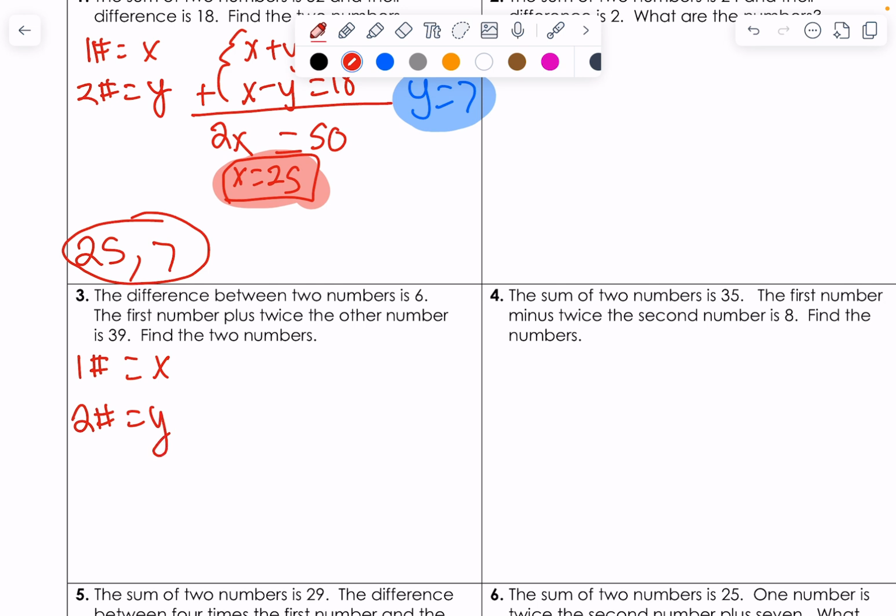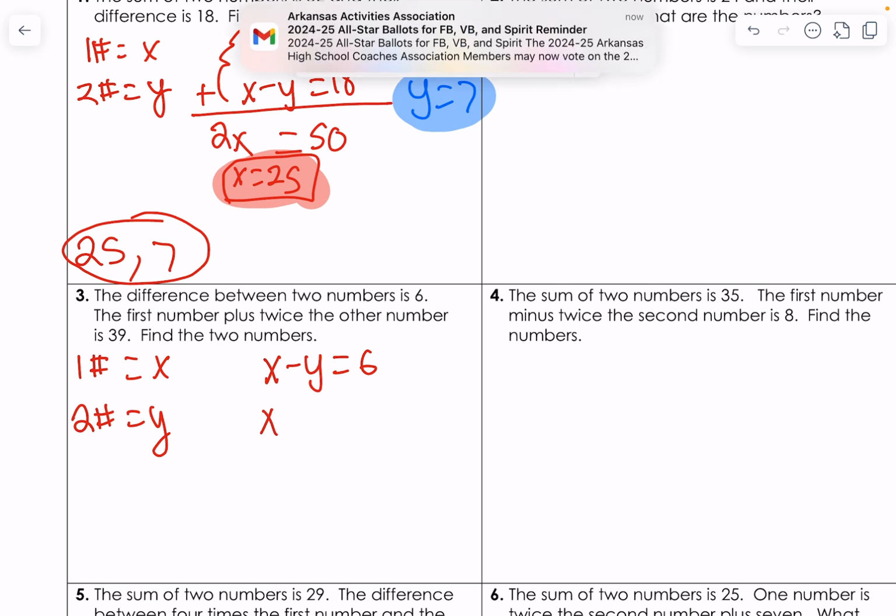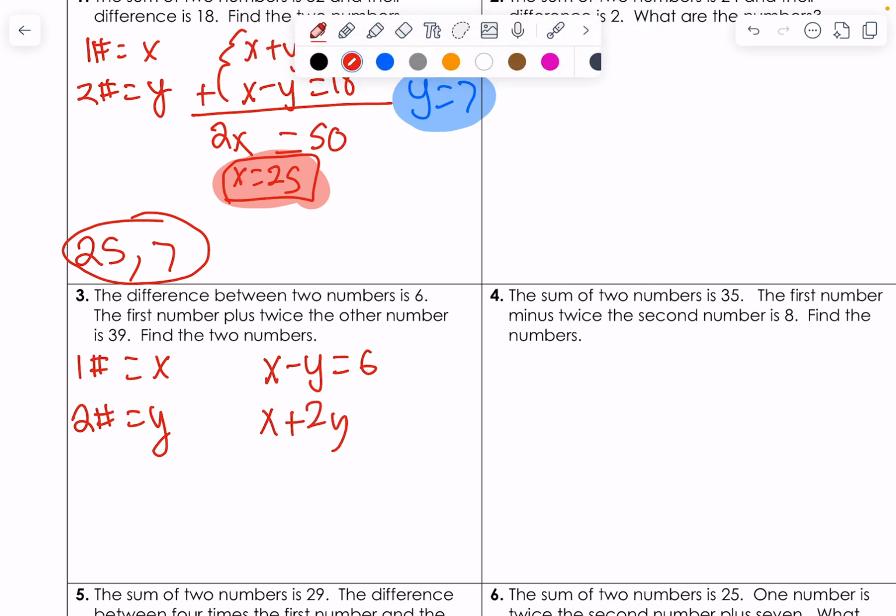I believe on the key that I will post, it kind of does it backwards. They use the whole let x equal sign, which will also work as well. There are multiple ways to set up these problems. So again, reading that first sentence, the difference between the 2 numbers is 6. Hopefully we can translate that into x minus y is equal to 6. And then that second statement says the first number, which is just x, plus twice the other number is got to be 39. So x plus 2y equals 39.